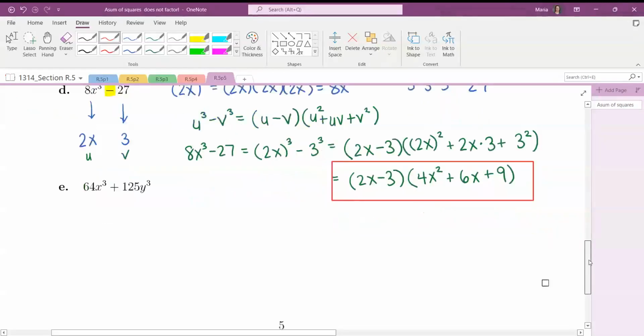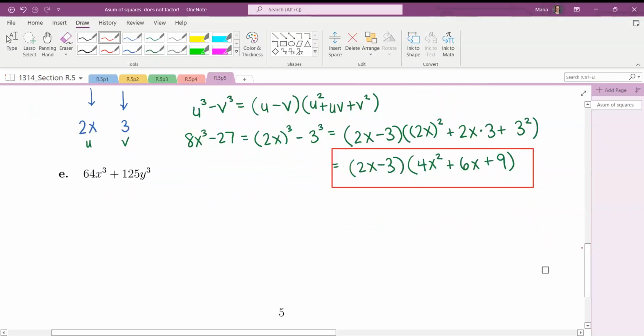All right, one more. Okay, this last one is going to be a sum of cubes. Sum means you're adding. On either side of the plus sign, we have something cubed. The cube root of 64 is 4 because 4 times 4 times 4 is 64. The cube root of x cubed is x. And then the cube root of 125 is 5, because 5 times 5 is 25 times 5 is 125. The cube root of y cubed is y. So we have a sum of cubes here.